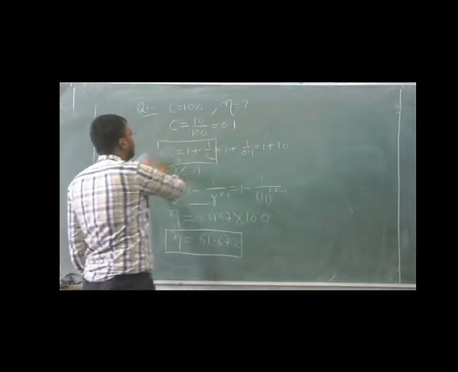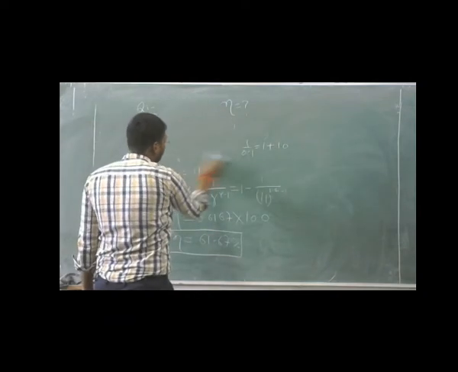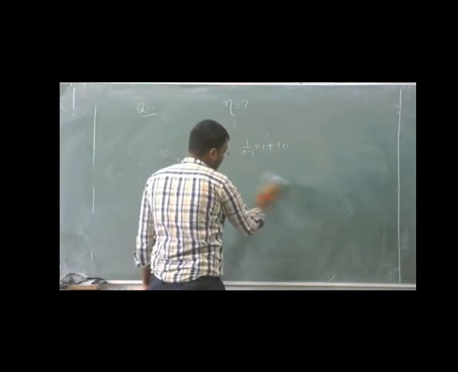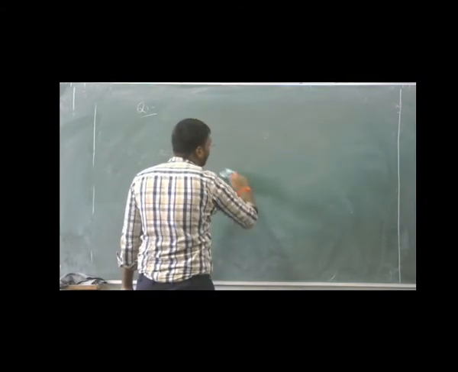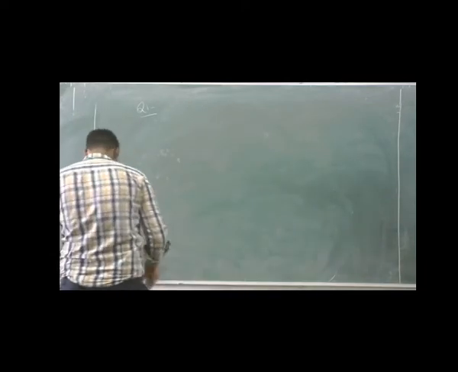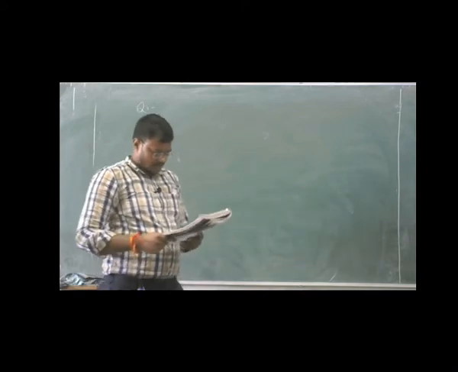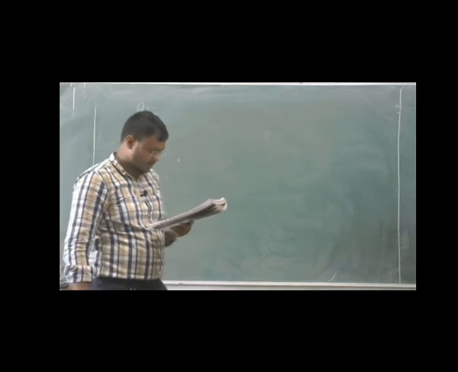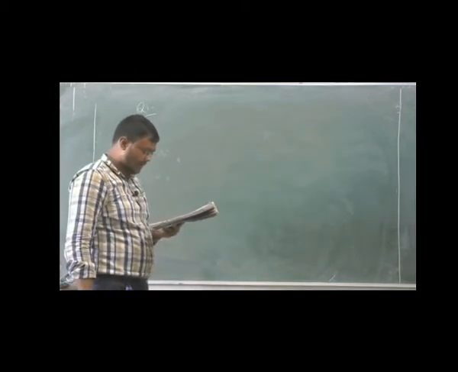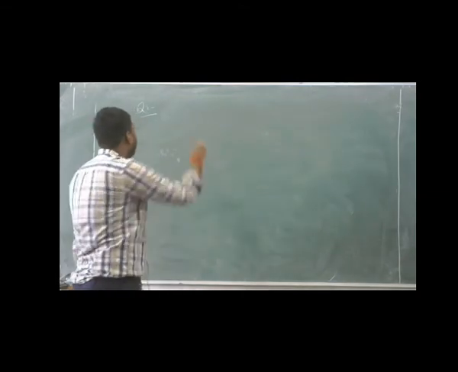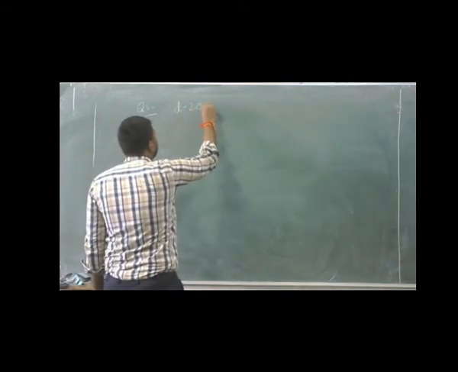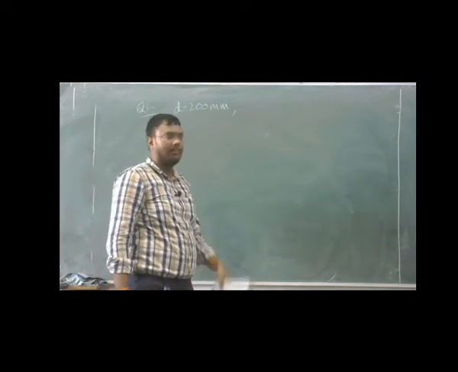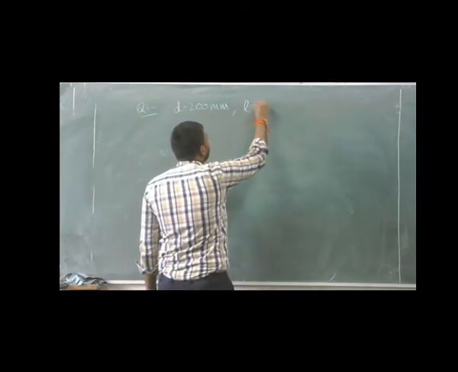Another question. The next question is: a gas engine working on the Otto cycle has a cylinder of diameter 200 mm. Cylinder diameter is given, D is equal to 200 mm, and stroke length is given for the cylinder equal to 250 mm.